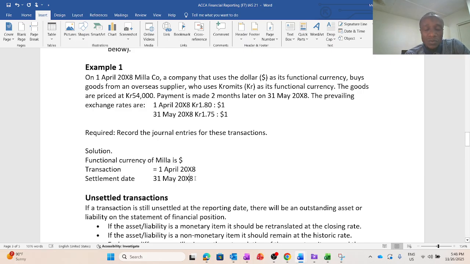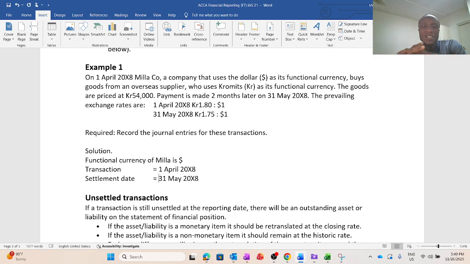Very good. So now we need to ask ourselves whether there is a foreign exchange risk in this question. Yes, because our functional currency is not the same as the functional currency of the supplier. Our functional currency is dollar, and the functional currency of the supplier is Chromit, which is the KR. Then also, we are going to settle the transaction on a different date. The transaction date is 1st April 20X8 and the settlement date is the 31st of May 20X8.